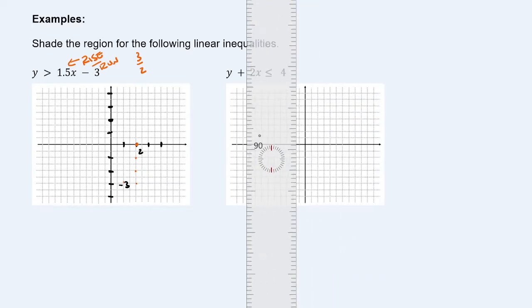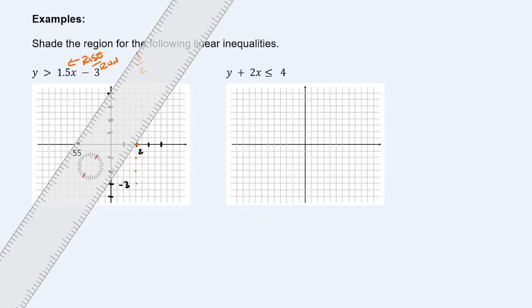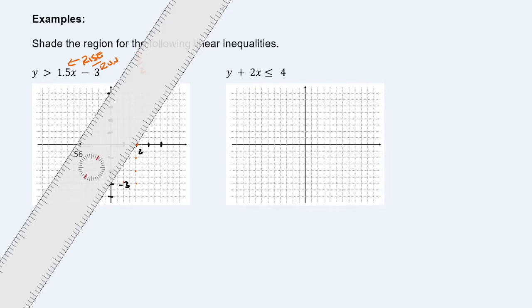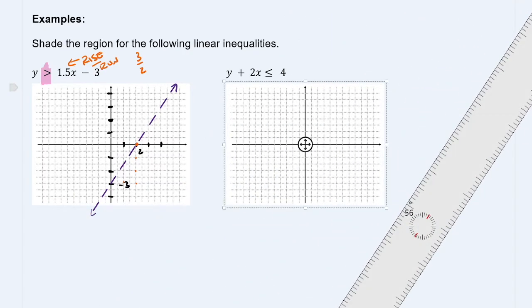And now I can draw my line. I can use my trusty ruler, line up those 2 points, and then join them with a line that goes through them. Now, before we draw the line, I do need to pay attention to the sign. This is just a greater than sign. It's not an equal to, so my line needs to be dotted. Dotted line to indicate that no, those values won't satisfy the inequality itself. However, all the values above it will.